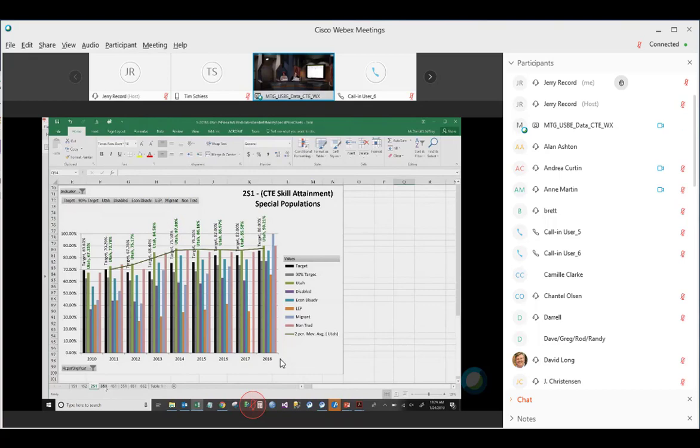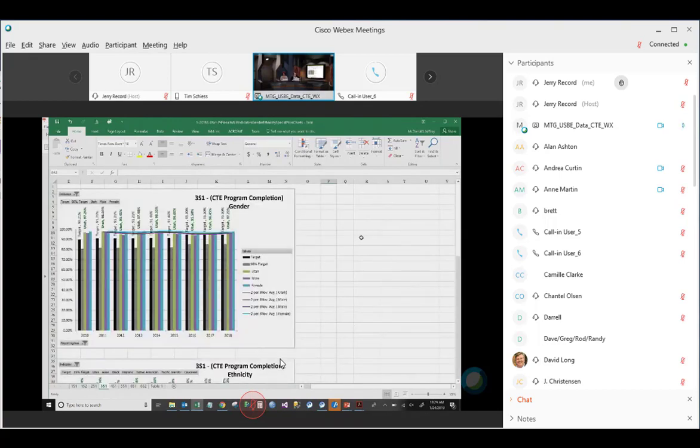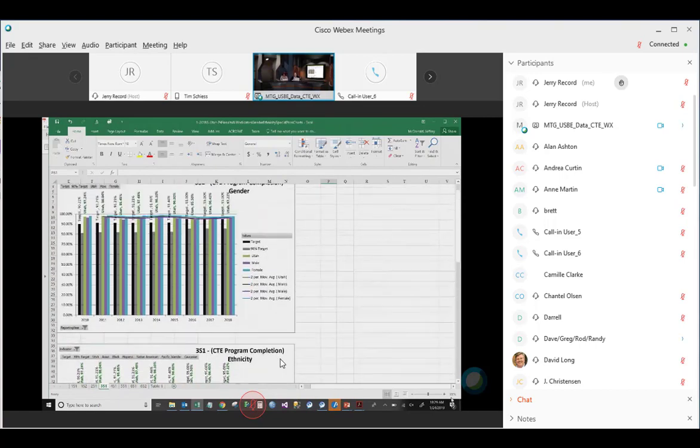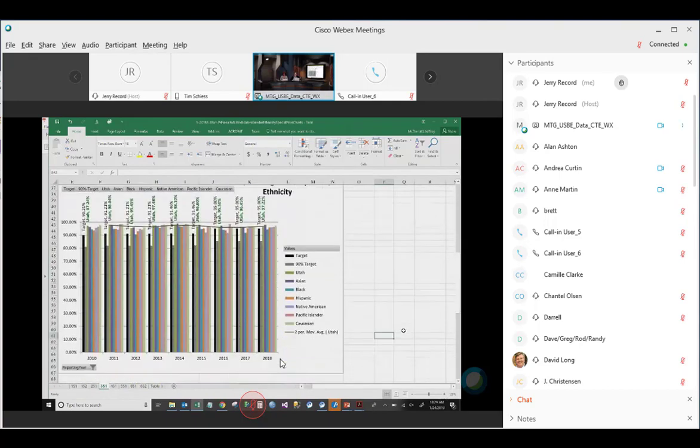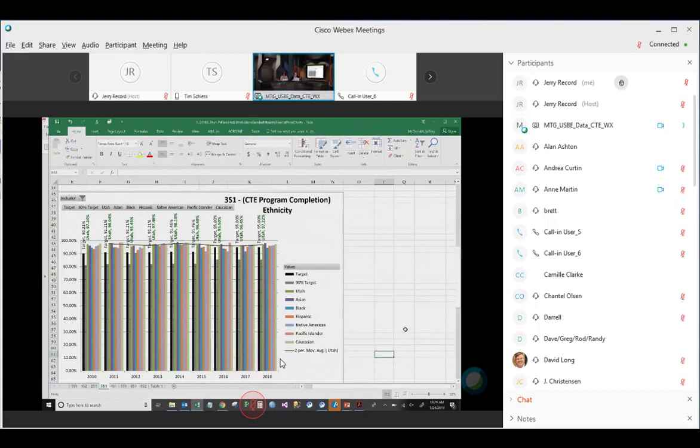Okay. 3S1, CTE program completion. This has been on a fairly consistent flat line since the beginning of Perkins 4, and that's okay. We've passed it every year. We increased a little bit from 15, 16, and 17 in 2018. Again, the darn females are beating the males in that indicator. Woohoo! The problem is, until we go to post-secondary, and then it flip-flops.